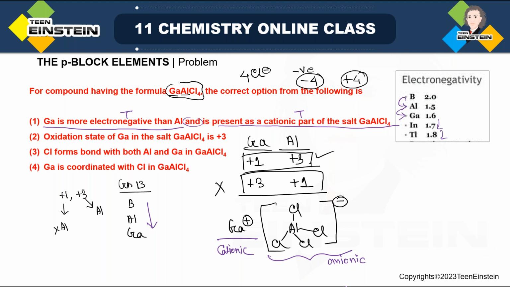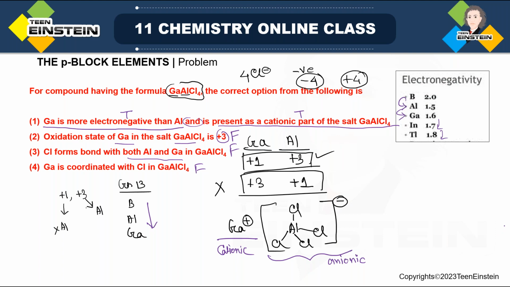But as it is single choice, the rest of the options have to be incorrect. Why incorrect? Let's see. Oxidation state of gallium in the salt GaAlCl4 is +3. No, this is not true. This is false because it is +1, not +3. Third option, Cl forms bond with both elements Al and Ga, but that is also not true. False. Ga is coordinated with Cl, that is also not true. So only the first option is correct.